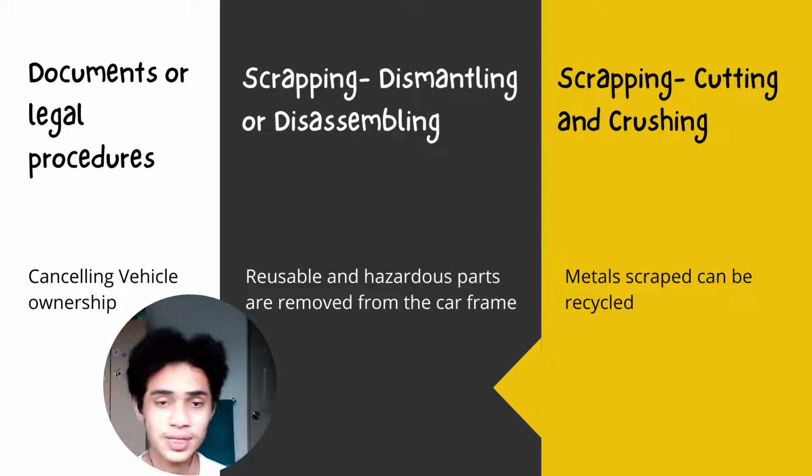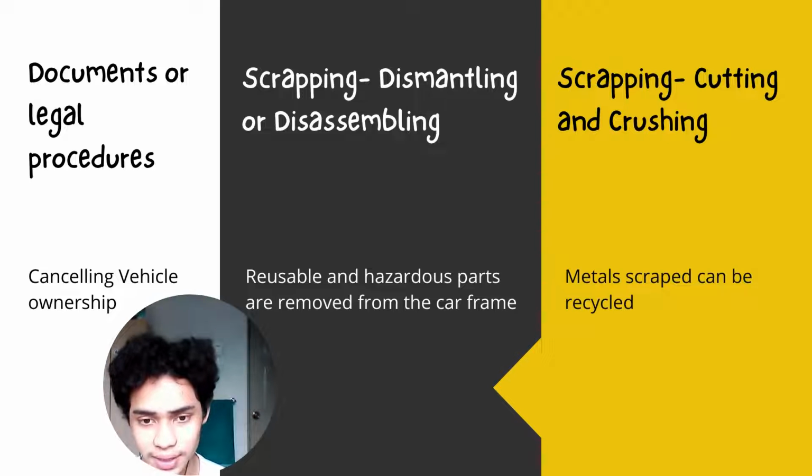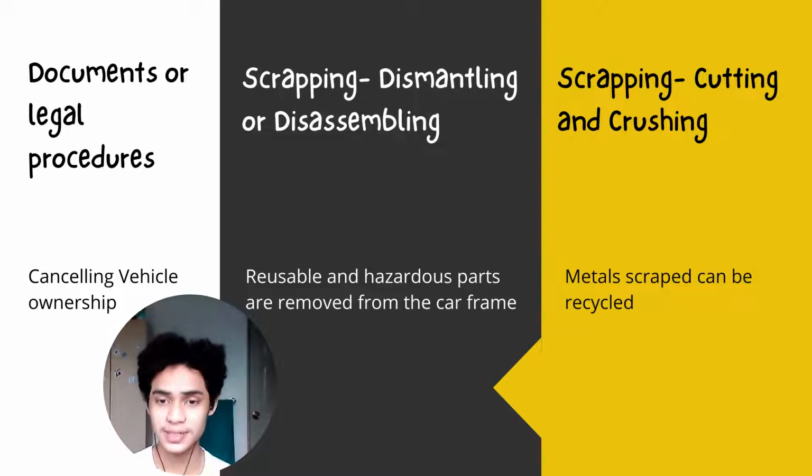The scrapping process itself first starts with dismantling and disassembling. Hazardous material is removed, and reusable parts of the car are also removed to be sold separately. Next, after the parts are disassembled, the main body frame will be cut and crushed. As the main body frame is made from metal, the materials can be recycled as reusable metals.